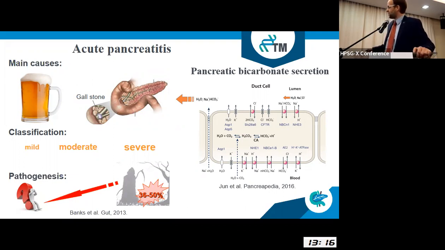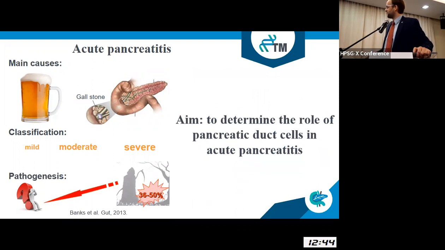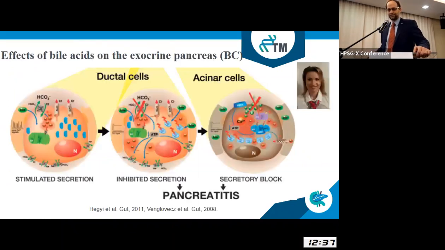These transporters are mainly responsible for secreting huge amounts of bicarbonate, up to 140 millimolar, into the ductal lumen. This will also drive fluid secretion, because with ions also comes fluid. Fluid movement is partly regulated by Aquaporin channels, and I'll be highlighting Aquaporin 1 in this lecture. Our aim in these studies is to determine the role of pancreatic duct cells in acute pancreatitis, and I will be mainly focusing on research work that appeared from 2012.